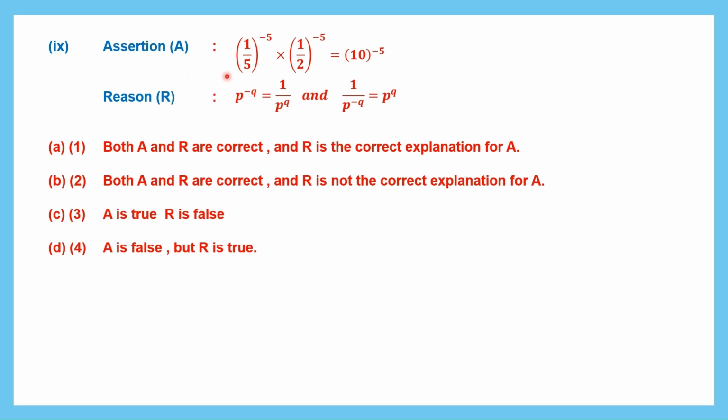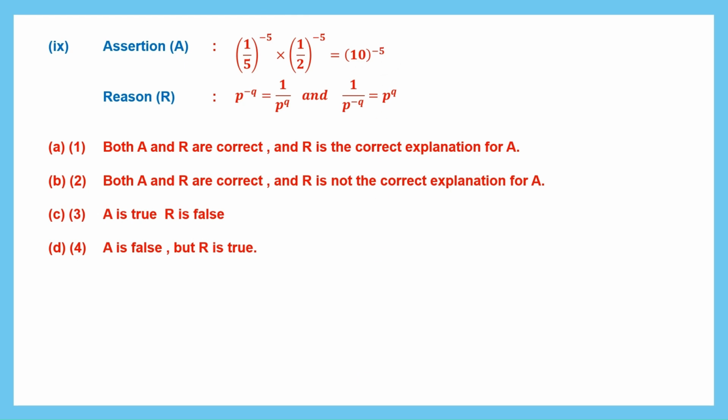Question 9, let's analyze the assertion. What does it say? (1/5)^(-5) × (1/2)^(-5). So when the power is negative, to make it positive, we can write the reciprocal. So what we're going to do is work out the left hand side of this equation to see whether we get the same as the right hand side.